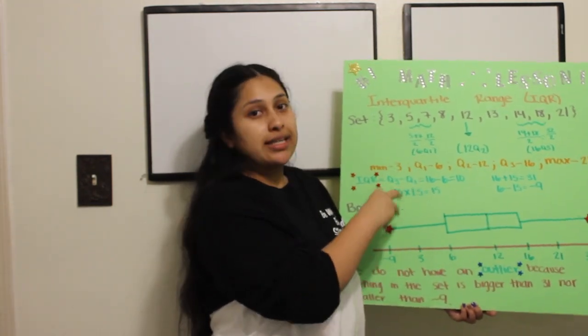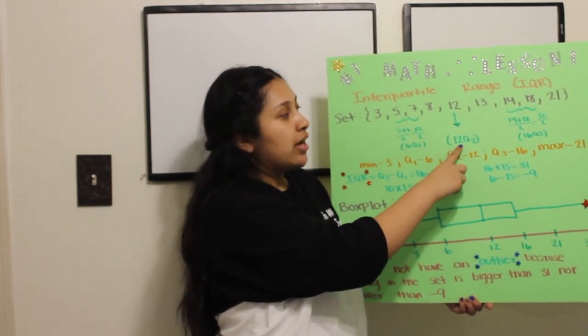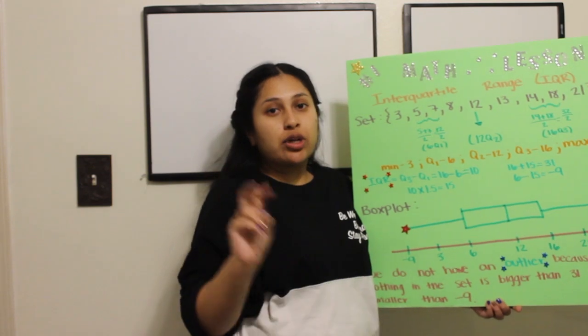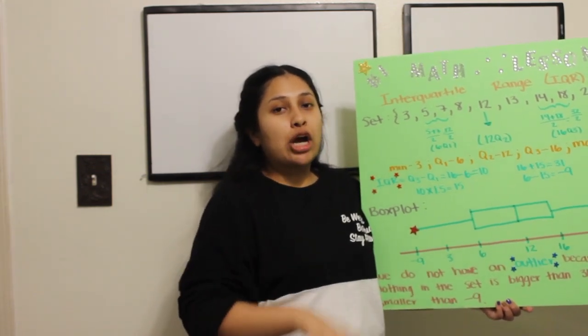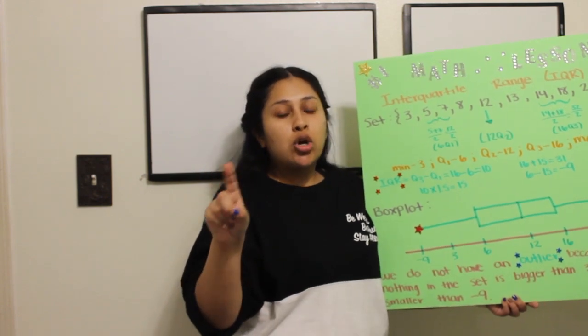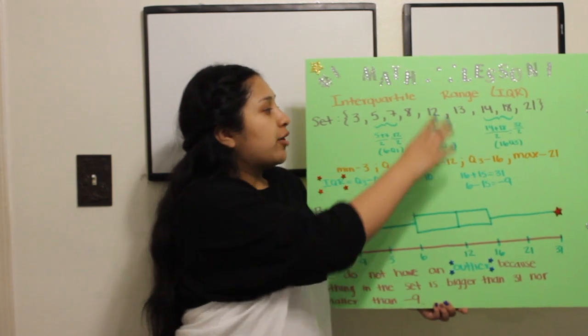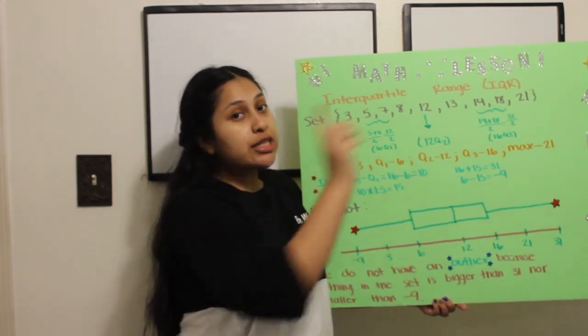So our middle number in this set was 12. 12 was our quartile number 2. And then after we find our quartile number 2, we would go ahead and find our first and third quartile. So in total, we would have quartile 1, quartile 2, and lastly quartile 3. So after we find our median, we then find our first quartile.